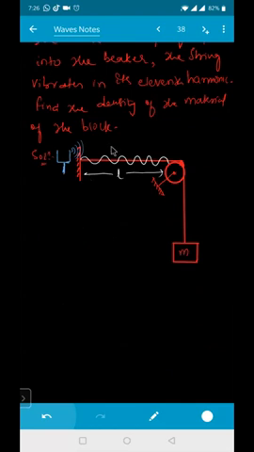And how many loops are there in this, beta? 10 loops. How many loops are there right now? 10 loops. Weight of this body will be equal to how much, beta? Mg in the downward direction. And tension in this one is nothing but equal to capital T.